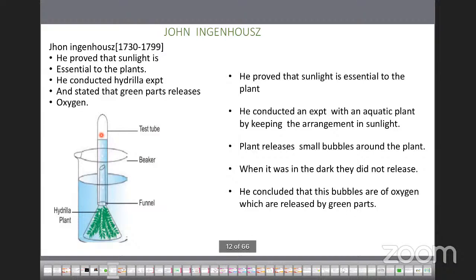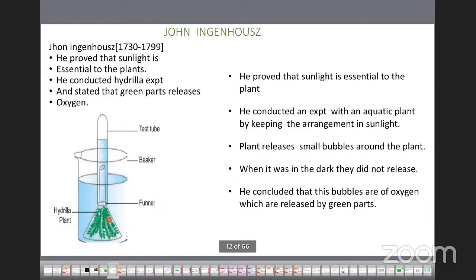And the bubbles, these small bubbles, how they are coming out means the gas inside the bubbles was tested. Now these Hydrilla twigs are getting all the factors. Here water is available to the twigs, sunlight is available to the twigs, and carbon dioxide, then chlorophyll, all the factors are there. So it performs photosynthesis.